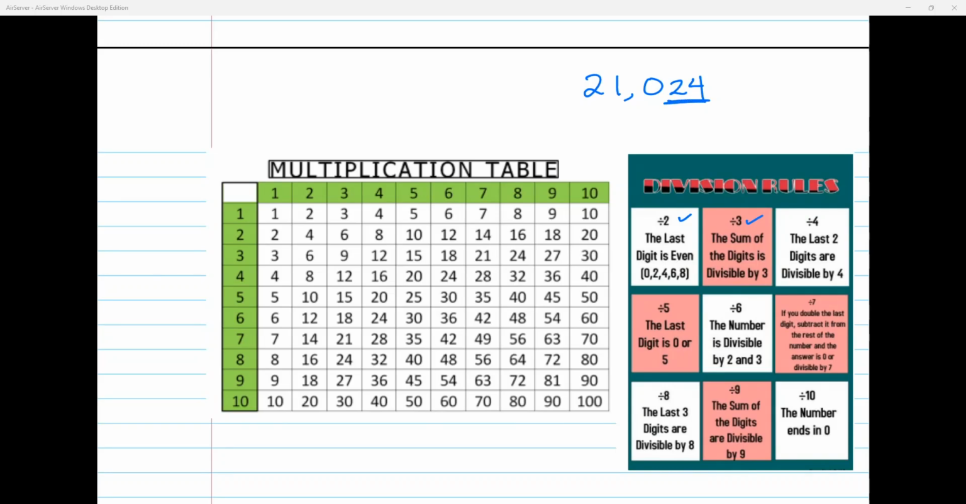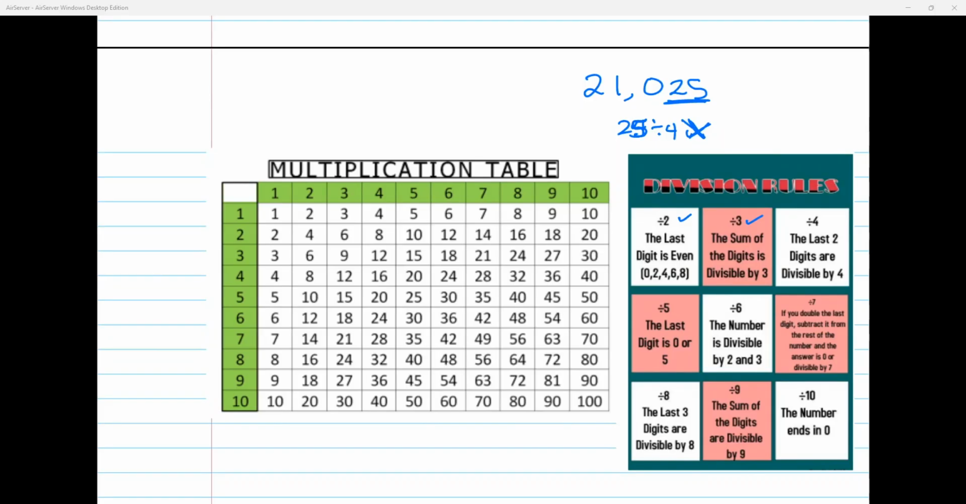You see the 24 out there, and check, is 24 divisible by 4? The answer is yes, therefore that whole thing is divisible by 4. If that would have been 21,025, now I go 25 divided by 4, that doesn't work, and therefore this number is not divisible by 4.